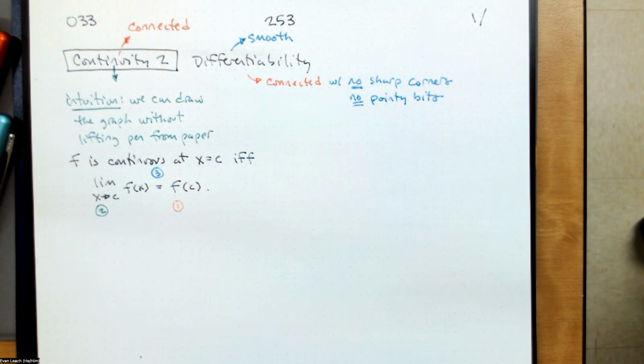So a function is differentiable. First of all, it has to be connected. If a function is differentiable, then it must be continuous. It's like a higher level of continuous. Differentiability is like a higher form of continuity.